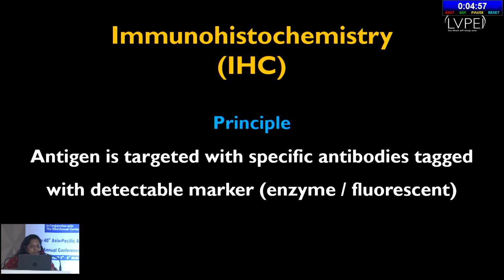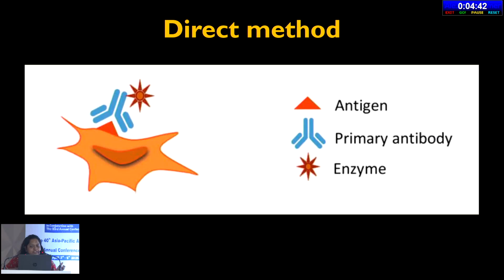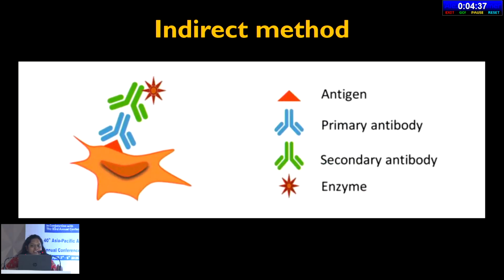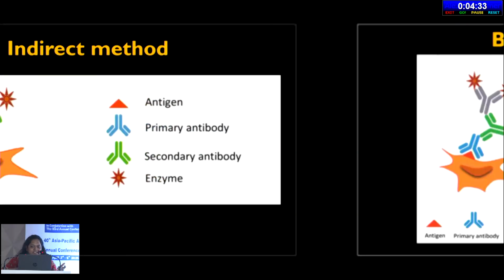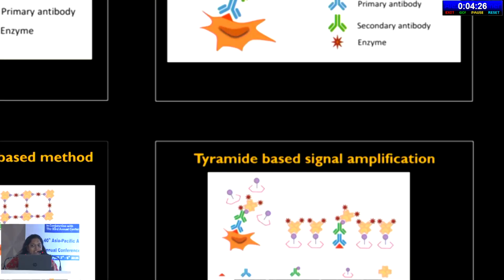The basic principle of IHC is that the antigen is targeted with specific antibodies which are tagged with a detectable marker, which is either an enzyme or a fluorescent probe. There are various detection methods, like the direct method, which just uses a primary antibody and an enzyme over it to detect the antigen. Then you have the indirect method, where you add a secondary antibody and an enzyme. In the bridge method, you have a tertiary antibody, which is bound to the enzyme and that detects it.